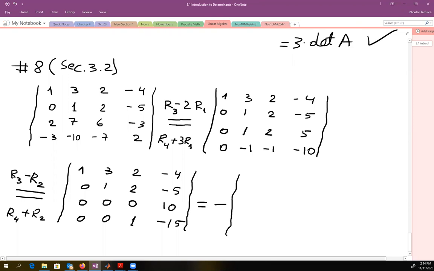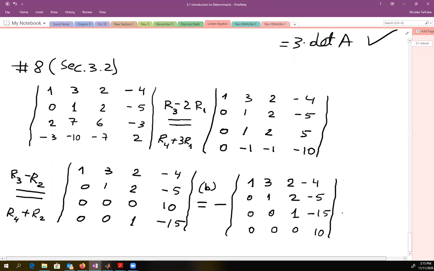So this is property B, the way we talked about those properties. I'm using property B, and I'm going to interchange the last two rows. What's here is 1, 3, 2, negative 4. Then I have 0, 1, 2, negative 5. Now here is 0, 0, 1 on the main diagonal, negative 15. And finally, the last row becomes 0, 0, 0, 10.